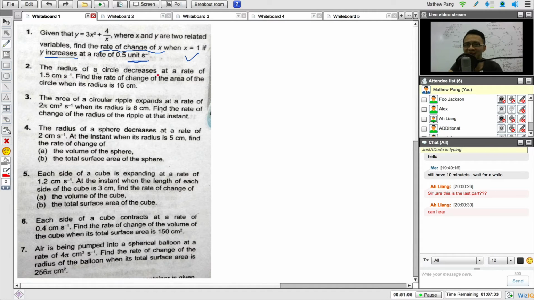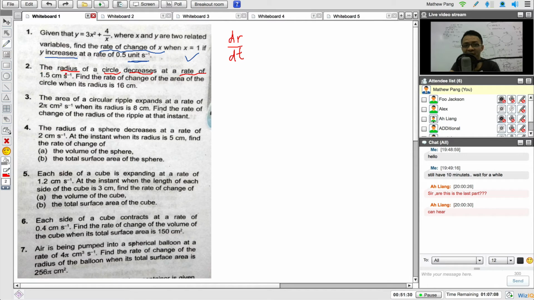So first, you must understand the words. What is the meaning? The radius of the circle decreases at the rate. So the radius will decrease straight away. The information that comes into my mind will be dr/dt, because I see the word rate, so I know I should have dt.